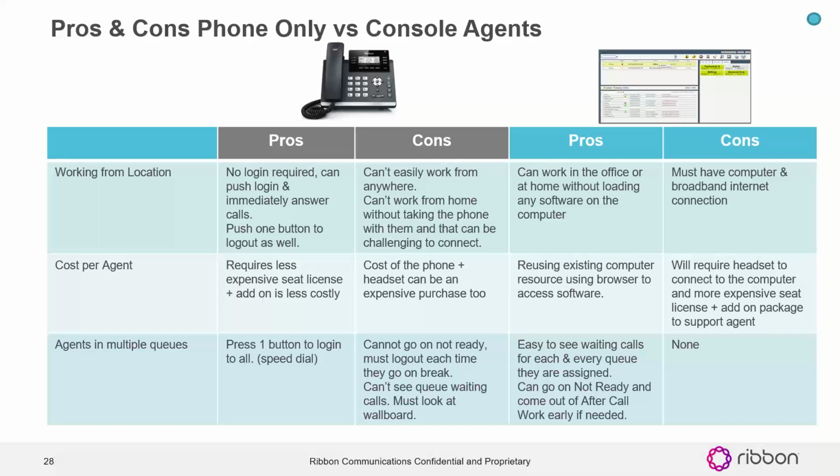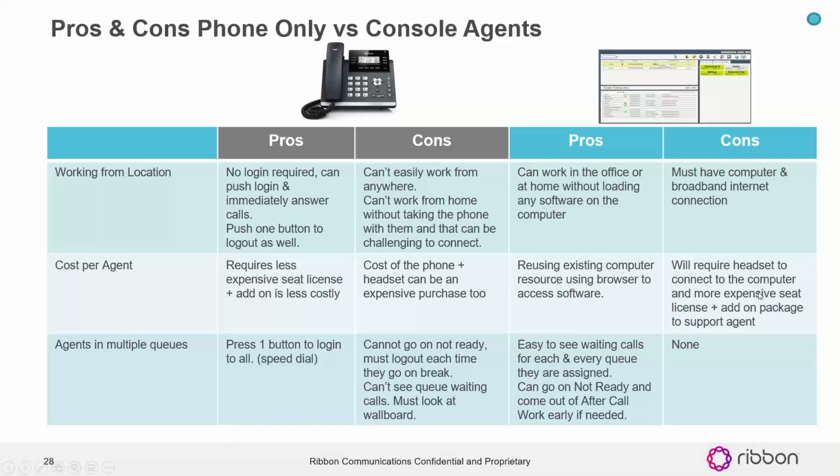As for the cost per agent, it's a less expensive seat to be a phone-only agent. The seat would be a voice premium, voice plus, and higher, but the add-on for phone only is less costly than using the console. And of course, then you need a headset to really be productive. Reusing the computer that someone has is a good resource here, and the browser costs nothing. Chrome is what we highly recommend and require, but you do need a headset just because you're going to be dealing with customers, background noise, and all of that.